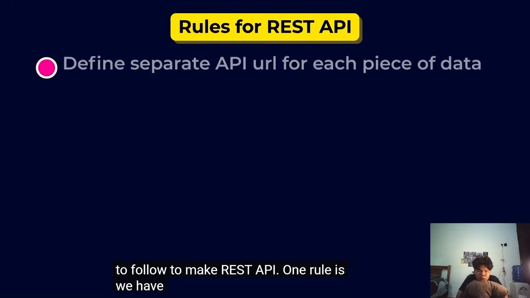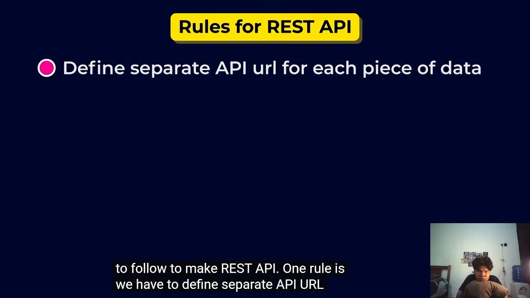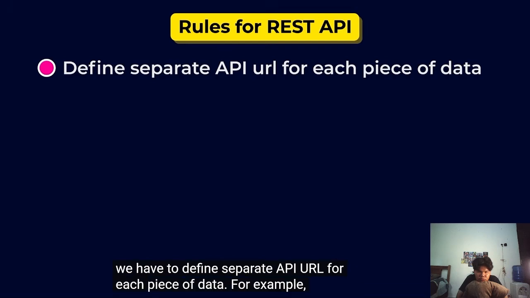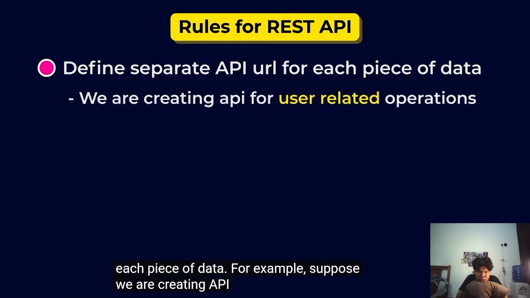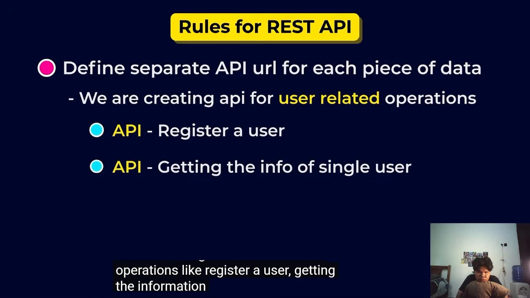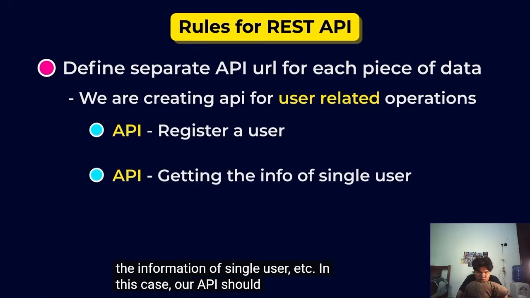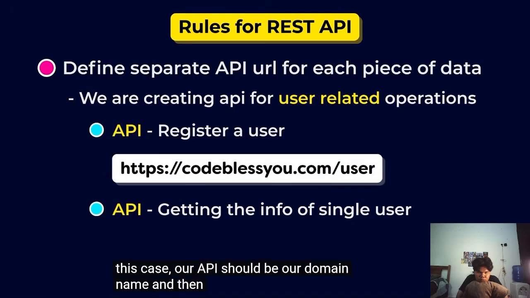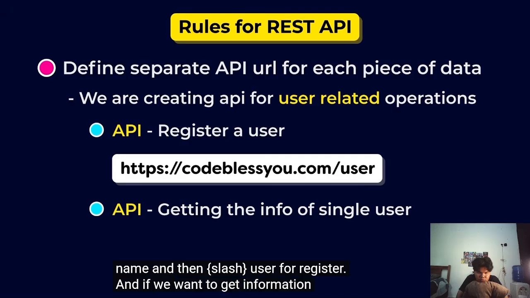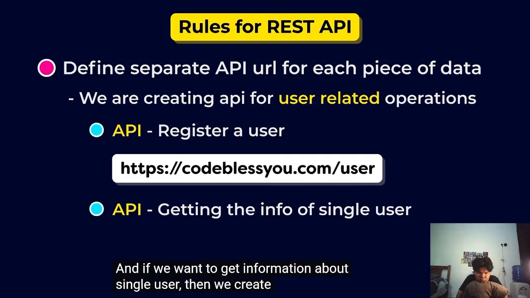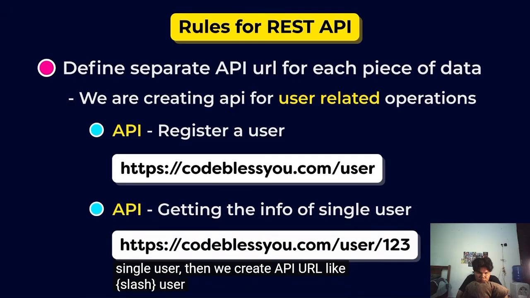One rule is we have to define a separate API URL for each piece of data. For example, suppose we are creating an API for user-related operations like registering a user, getting the information of a single user, etc. In this case, our API should be our domain name and then /user for register. And if we want to get information about a single user, then we create an API URL like /user/123. Here, 123 is a user's unique ID.